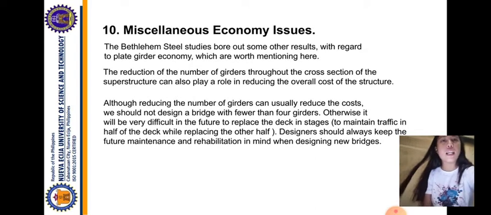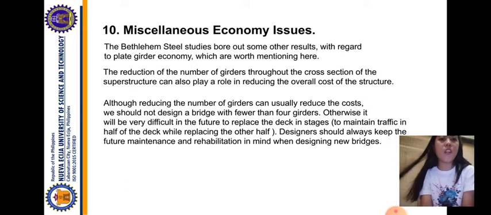Next is the miscellaneous economy issues. The Bethlehem Steel studies bore out some other results with regard to plate girder economy, which are worth mentioning here. The reduction of the number of the girders throughout the cross-section of the superstructure can also play a role in reducing the overall cost of the structure.